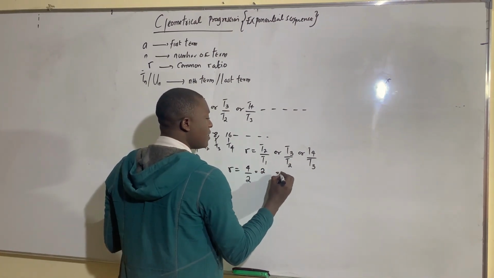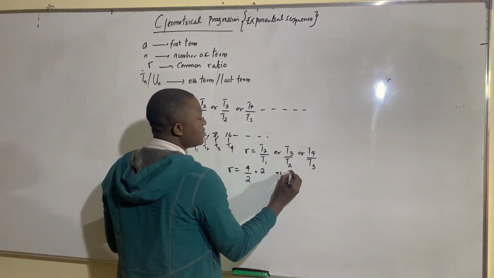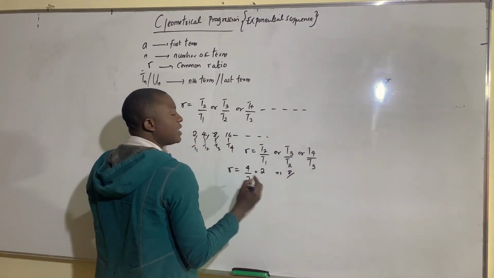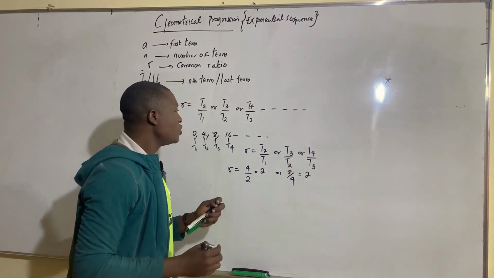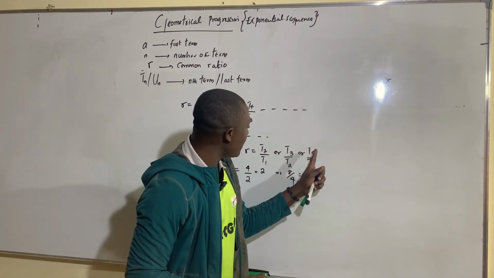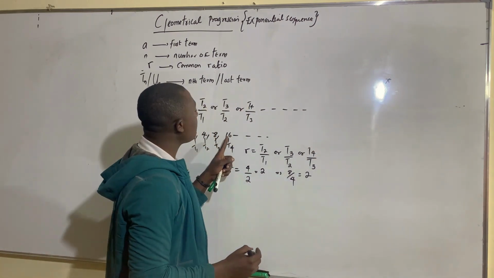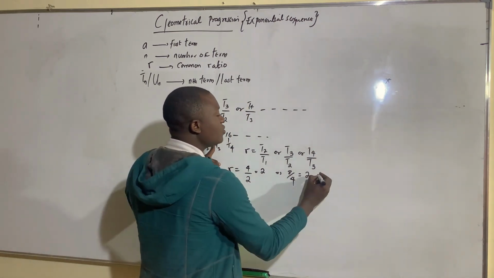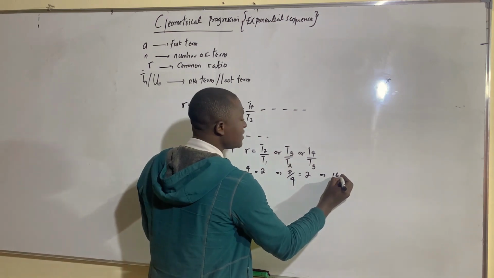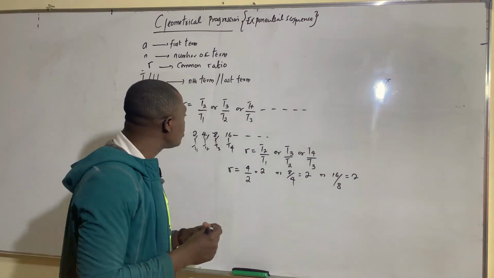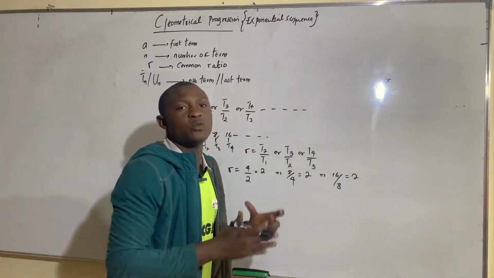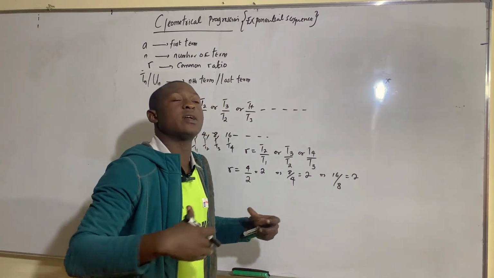The third term we have here, 8, divided by the second term we have here, 4. So 8 over 4, of course, we are going to have 2. Now if I apply this one as well, fourth term over third term, which is 16 divided by 8, of course, we are going to have 2. Any of the terms that we use in that particular sequence gives the same result.